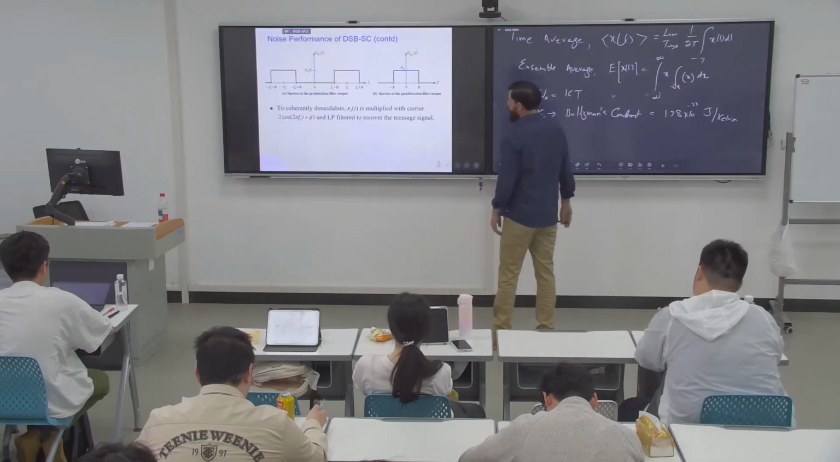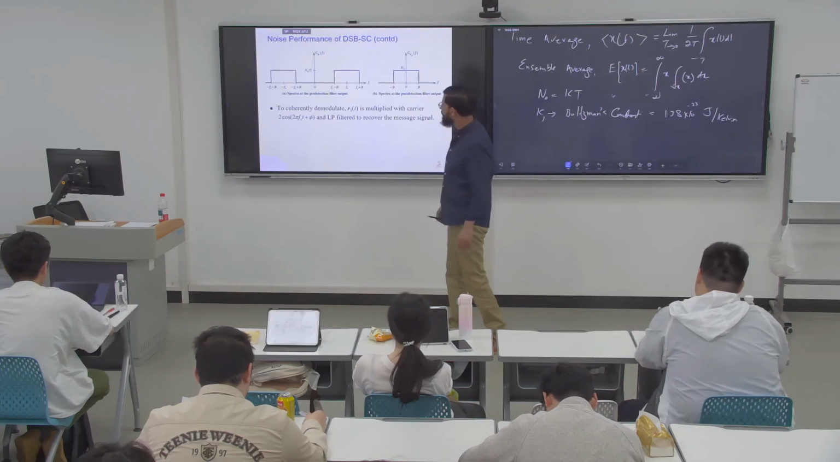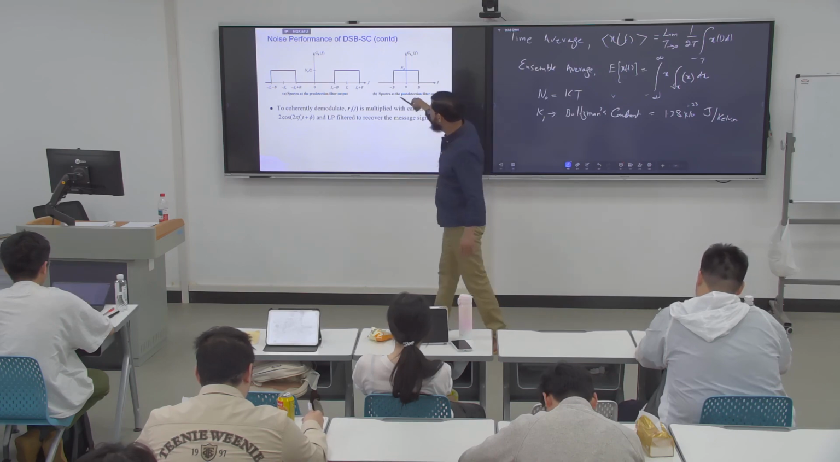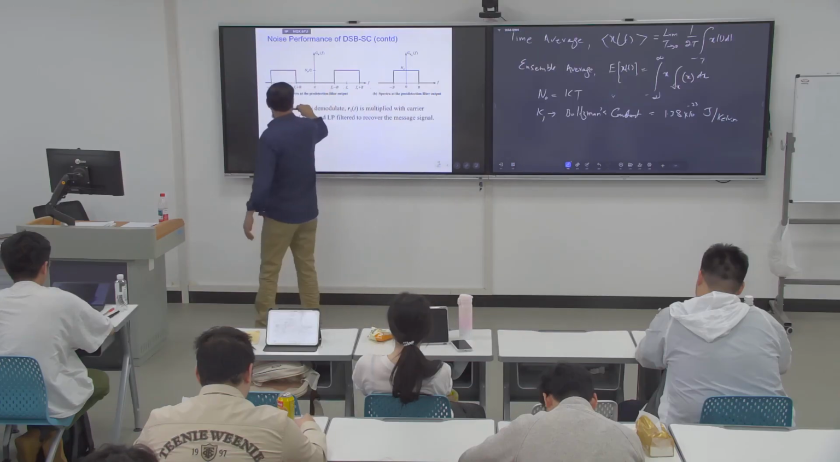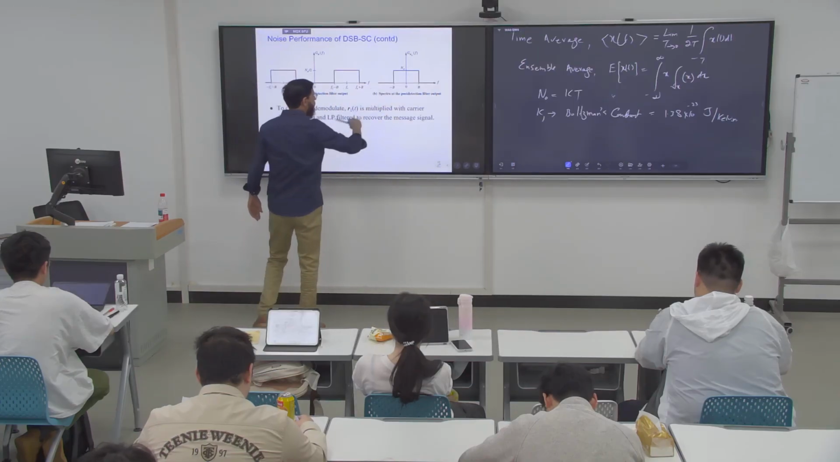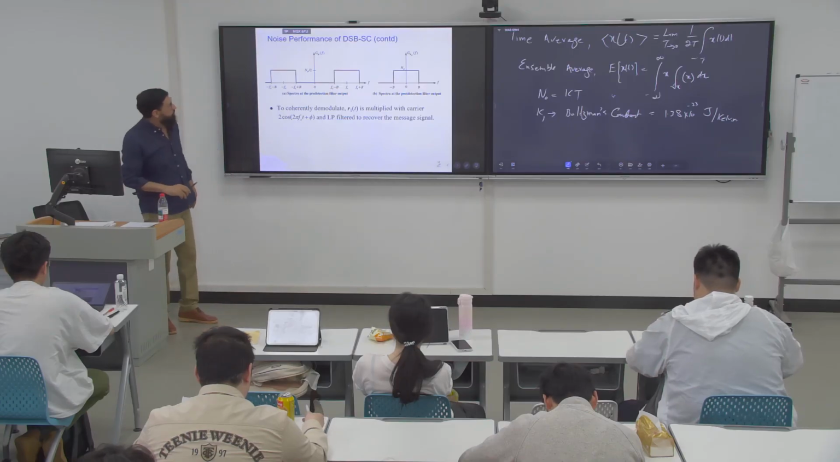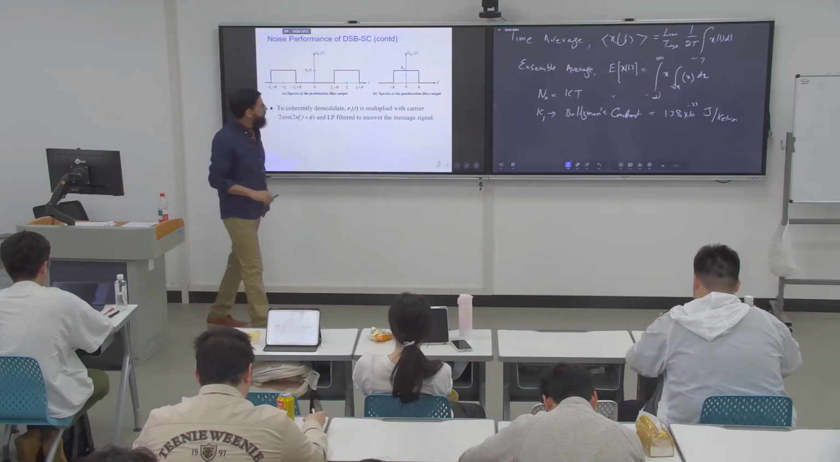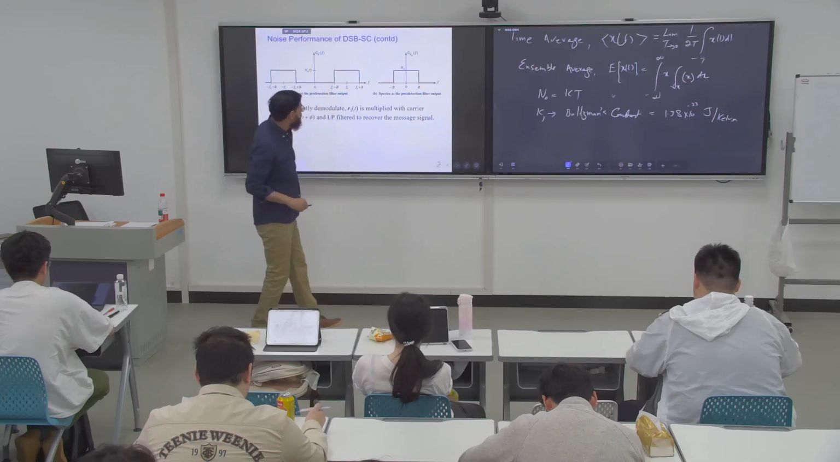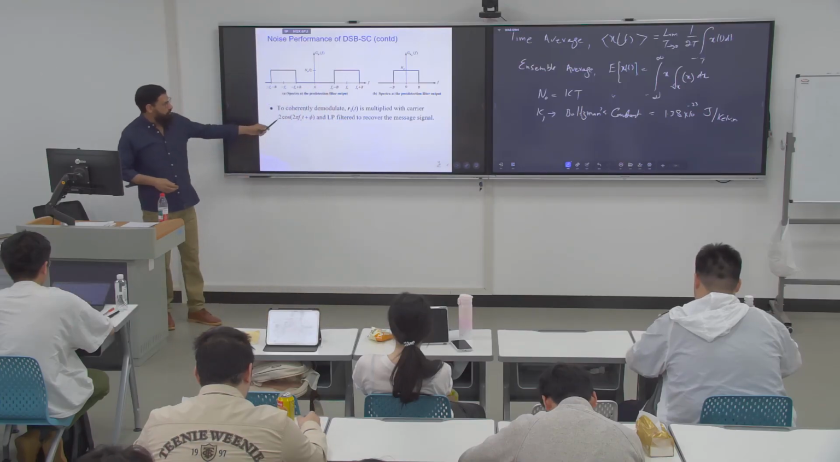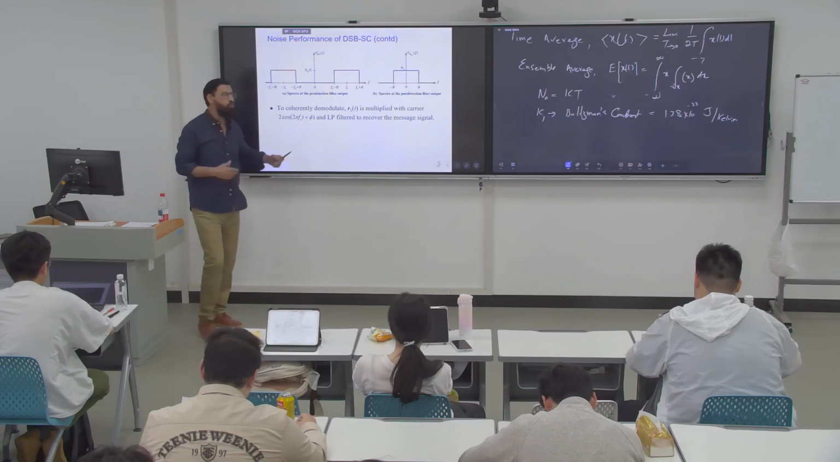Now here is the spectra at the pre-detection filter, before and after the filter. Here we had this spectrum, and at the output of the filter we have this. I'm talking about the noise. Now, to coherently demodulate, R1 is multiplied with a carrier signal 2 cos.